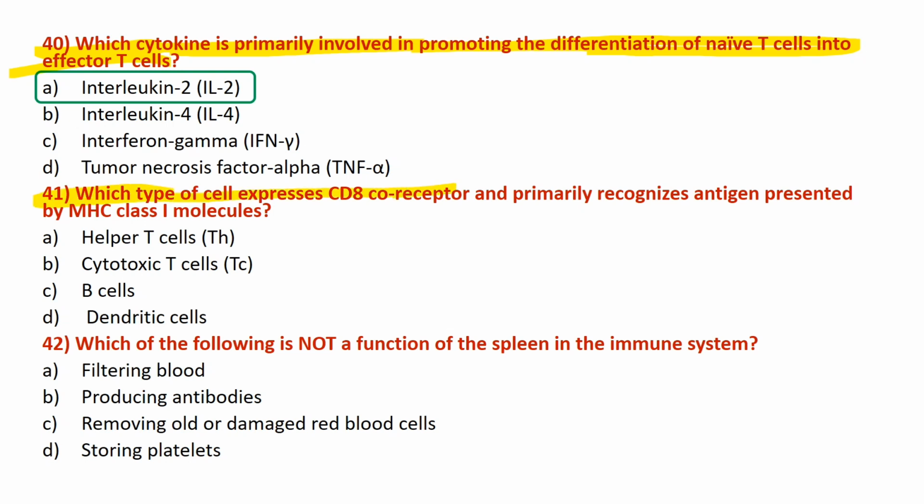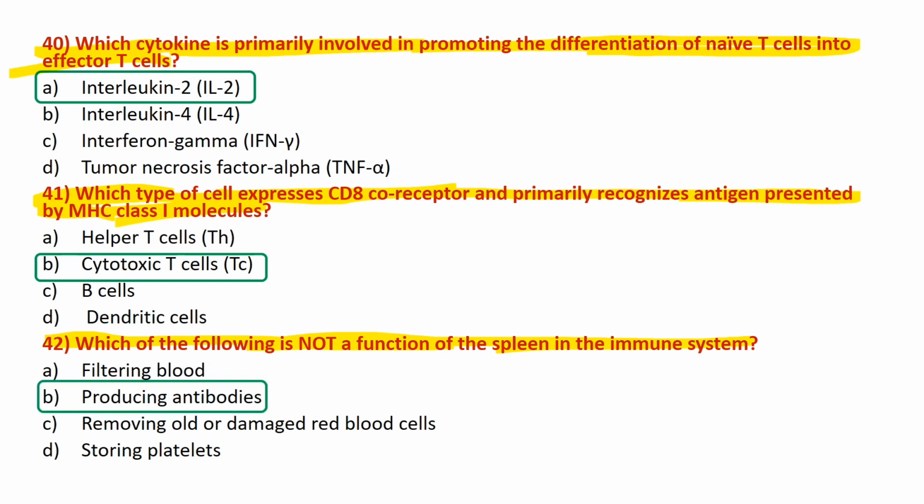Which type of cell expresses CD8 co-receptors and primarily recognizes antigen presented by MHC class 1 molecule? And the right answer is TC cell, cytotoxic T cell. Which of the following is not a function of spleen in the immune system? And the right answer is producing antibodies is not the function of spleen in the immune system. Spleen is the secondary lymphoid organ.